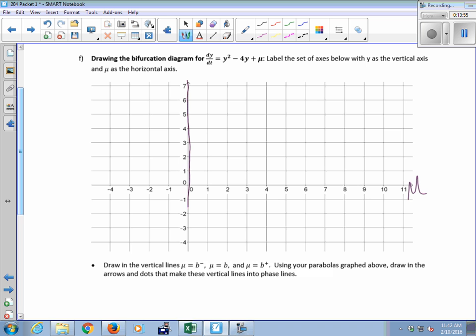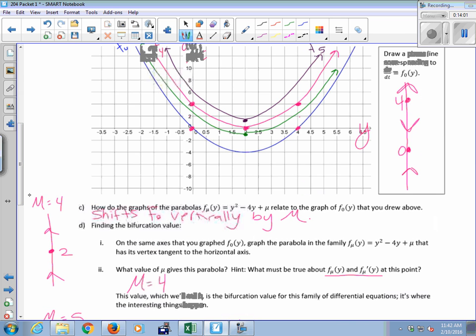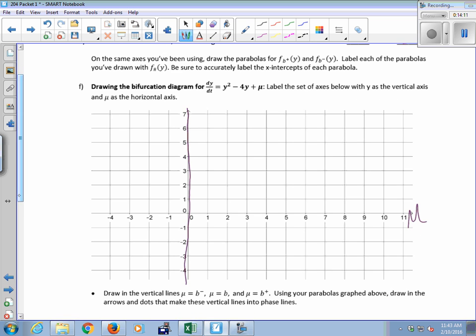This is a phase line that corresponds to mu equals 0. I know what that looks like because I drew it right here. That's the phase line for mu equals 0. Equilibrium points at 0 and 4, and it goes up, down, up. So I put an equilibrium point at 0, put an equilibrium point at 4, and it goes up, down, up.